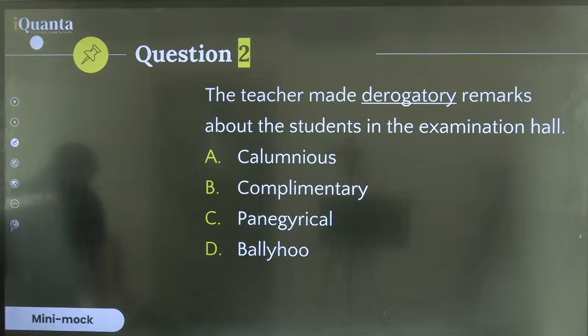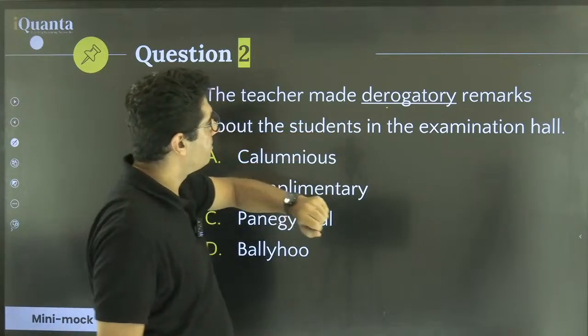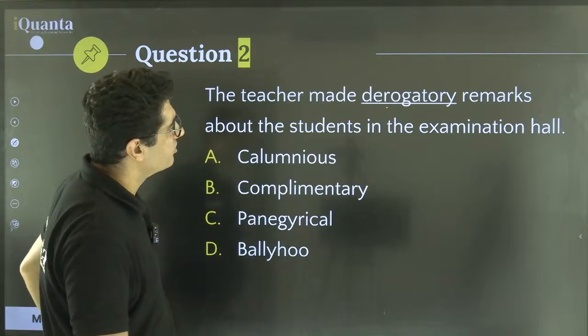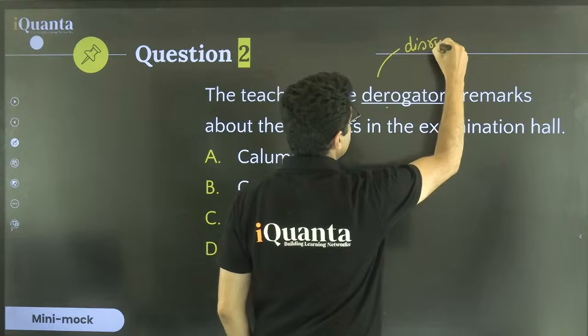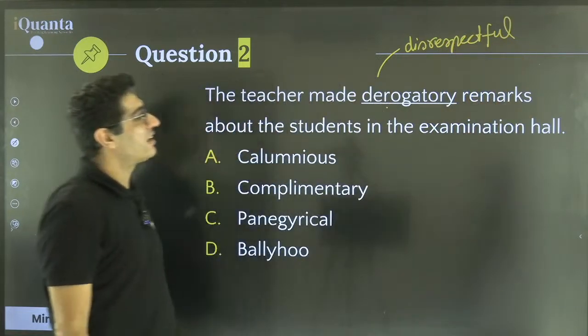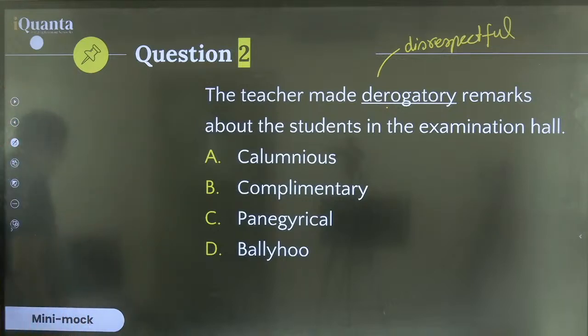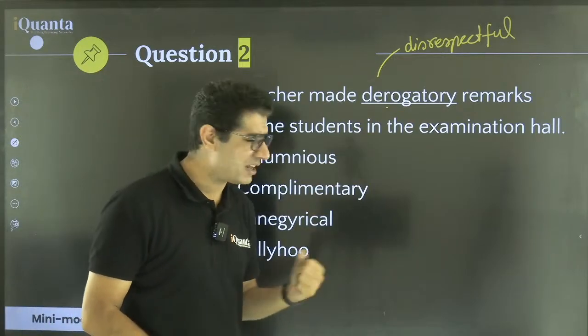Okay, so what do we have in this question? It asks us for a word which is closest to derogatory. So derogatory remarks are basically remarks which are disrespectful, right? So not showing respect, not giving your approval, that is derogatory.